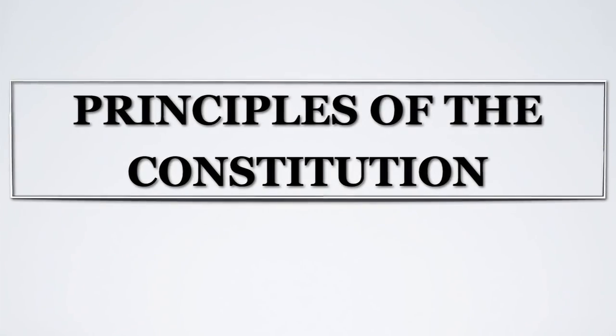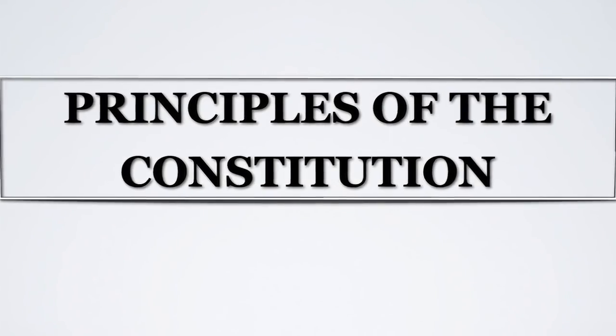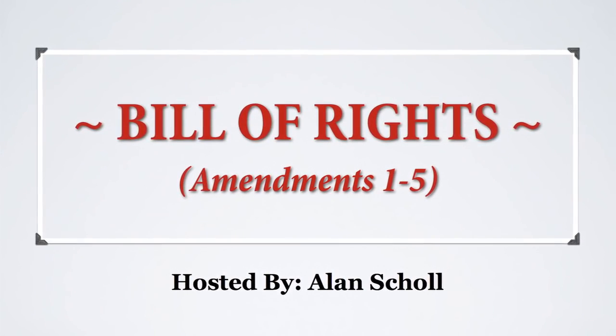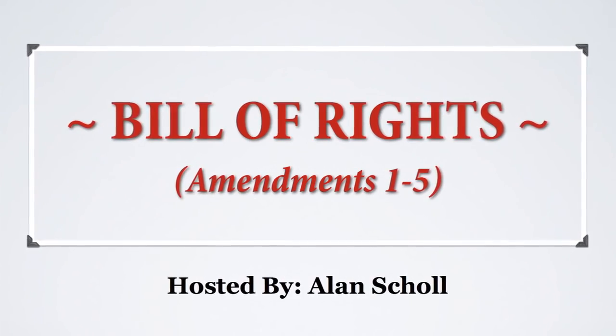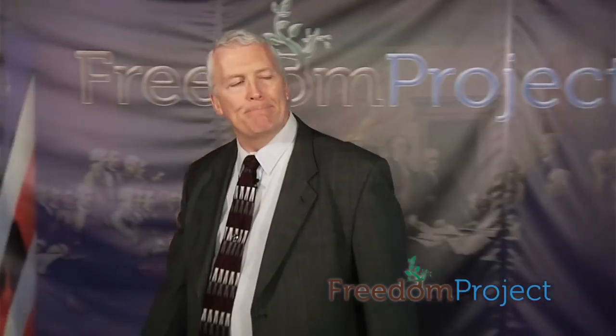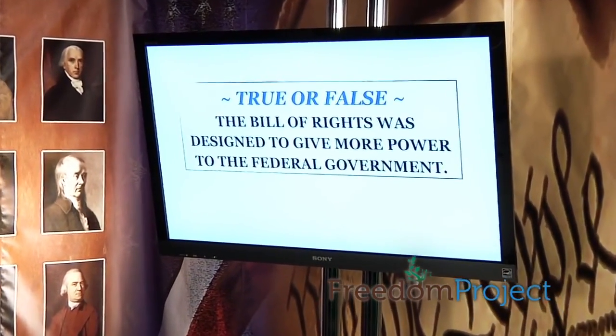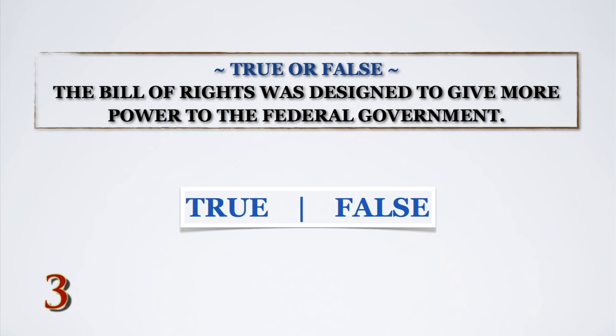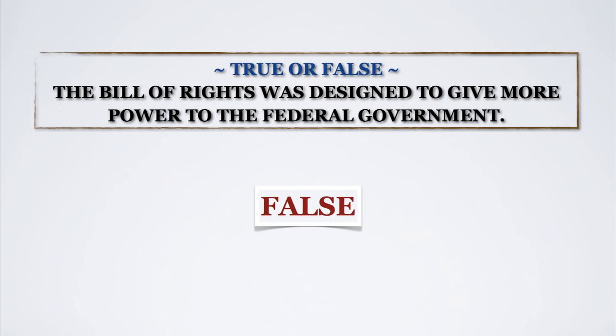In this episode of our Principles of the Constitution series, we're going to focus on the first 5 of the initial 10 amendments to the Constitution, also known as the Bill of Rights. Here's a question for you. True or false, the Bill of Rights was designed to give more power to the federal government? The answer is false. The Bill of Rights was actually designed to put limitations on government.